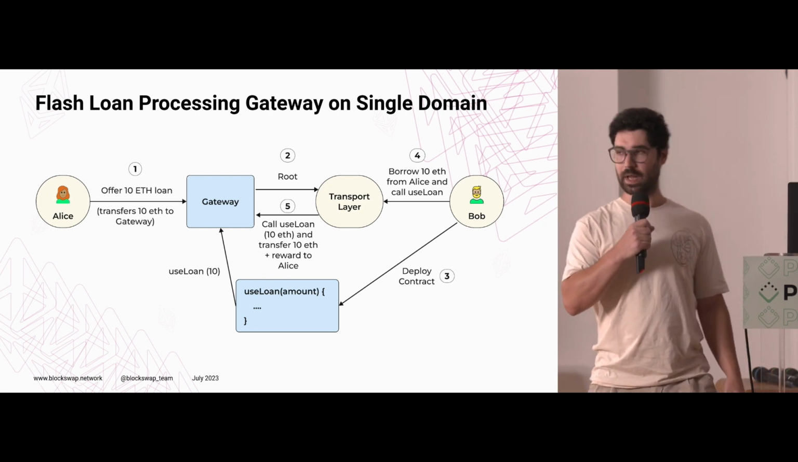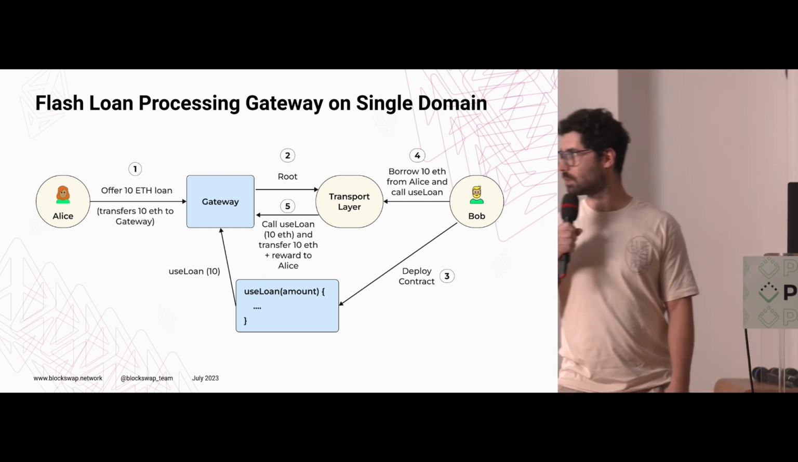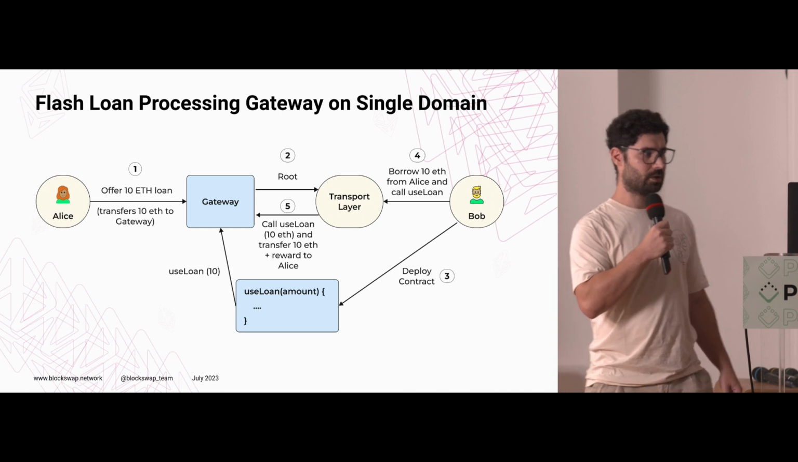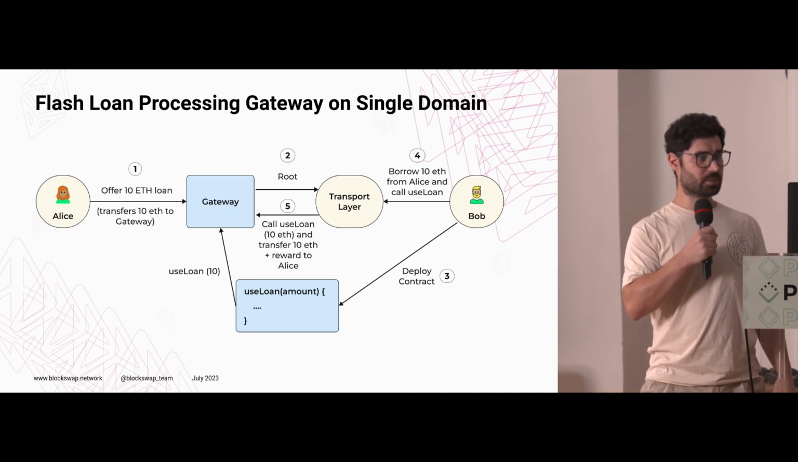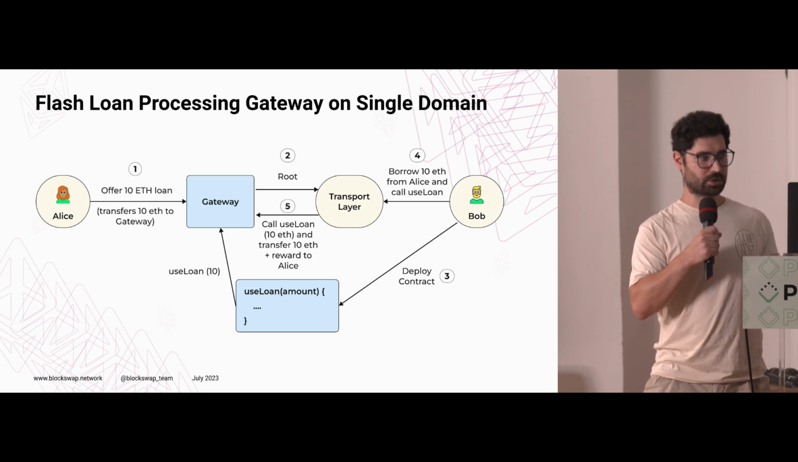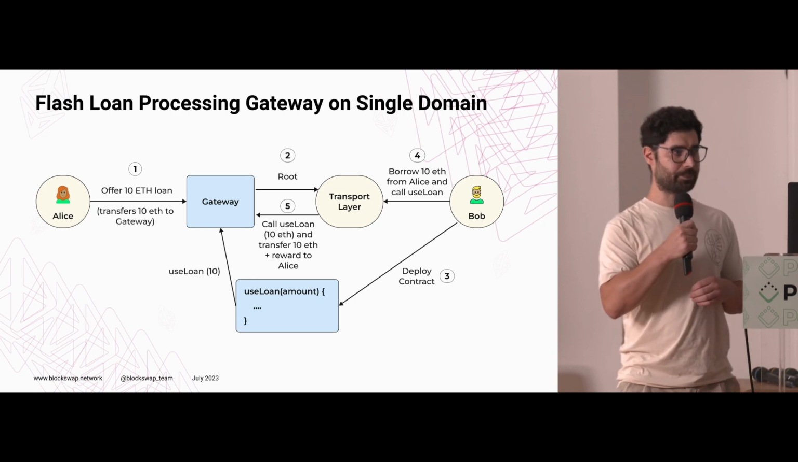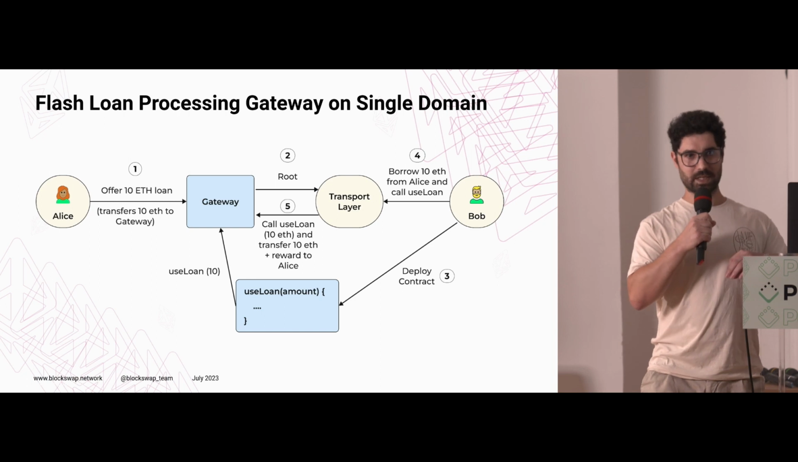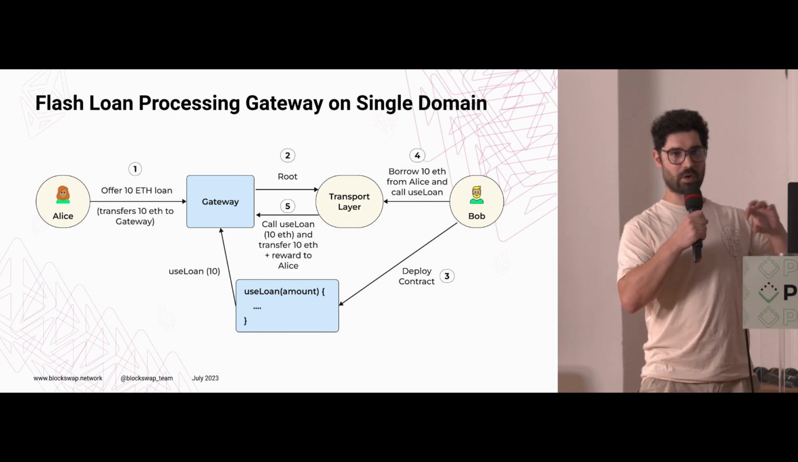Another example of another instance of the Gateway Kernel is to provide loans, flash loans. So what happens here is that Alice wants to provide a flash loan, and then again she will transfer 10 ETH to the gateway. And notice that in this example we only have one gateway.